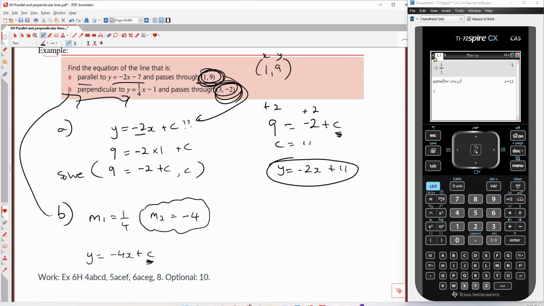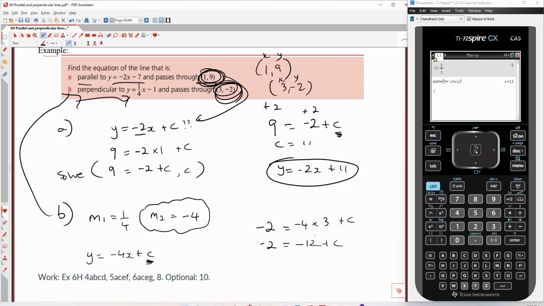We know that it passes through this point here, so what I'm going to do is, 3 is the x value, and -2 is the y value, so let's pop those in. So where I see y, I'm going to replace it with -2, and where I see x in here, I'm going to replace it with 3. So that's -2 equals -12 plus c.